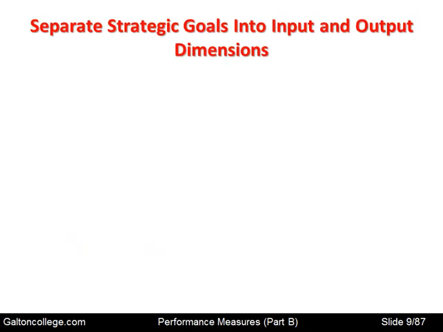Now, separate strategic goals into input and output dimensions. It's important to look at the strategic goals in terms of both inputs and outputs, because it's the interplay between inputs and outputs that determines the efficiency of the business. So if we're looking at performance measures, presumably we should be looking at inputs and outputs to try and gauge the performance of the business.